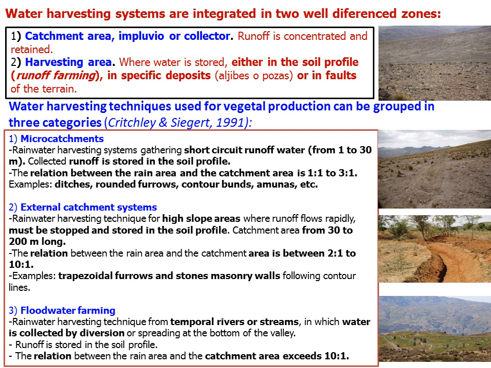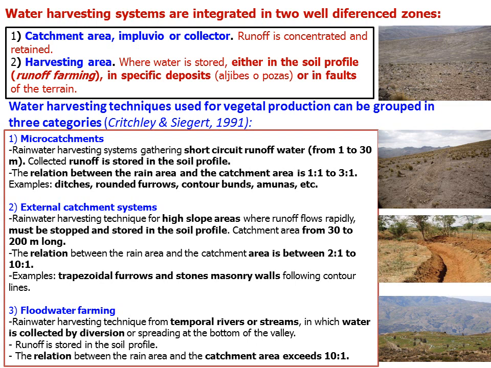The external catchment systems are for high slope areas. Water must be stopped and stored in the soil profile. The catchment area is from 30 to 200 meters long. The relation is between 2:1 and 10:1, and some examples are trapezoidal furrows and stone masonry walls.